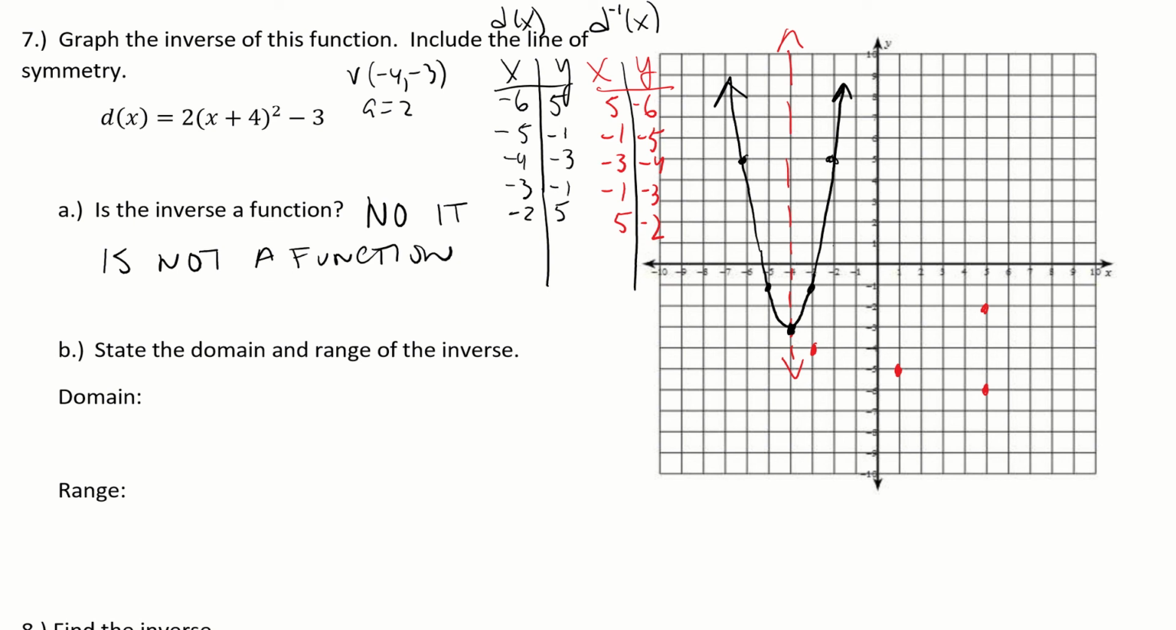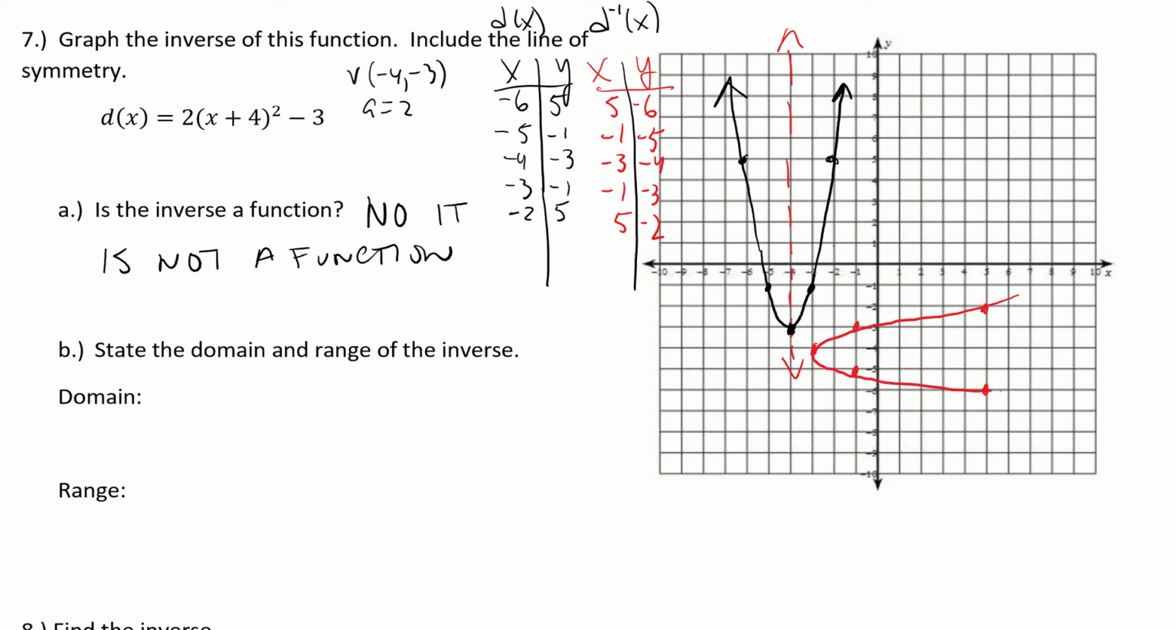Oh, wait a second, I think I missed one. -1, -5. Oh, that's what I did wrong. That point's wrong. So -1, -5 is here. And -1, -3 is here. Alright, so there we go. So now here's my graph.